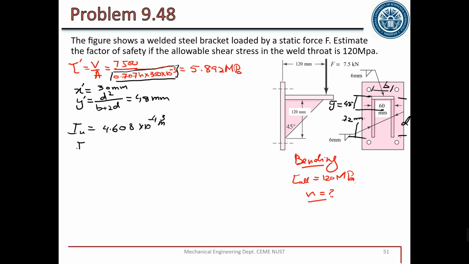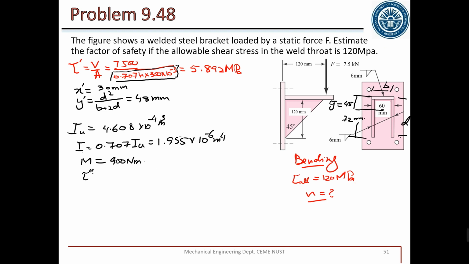And the value of I is equal to 0.707 IU, which is equal to 1.955 into 10 power minus 6 meter 4. So we have I, we have X bar, Y, we have tau prime. And to calculate the bending moment, what is its magnitude? M is equal to F into moment arm, which is equal to 120 mm into 7.5, giving 900 Newton meter of bending moment. So we have all the values.